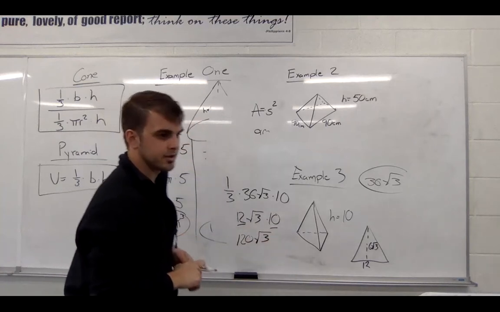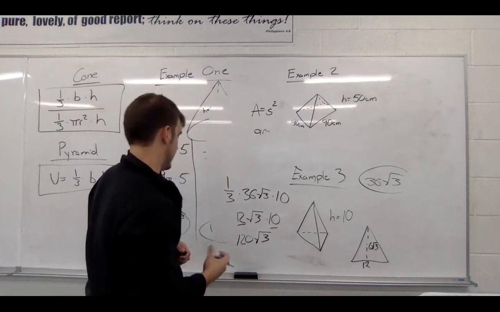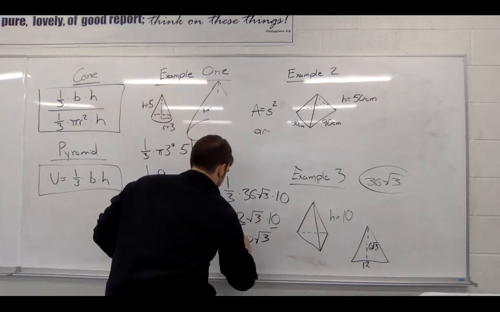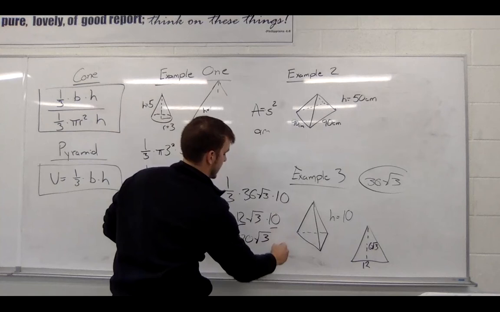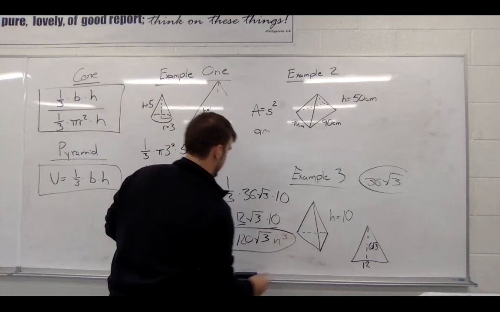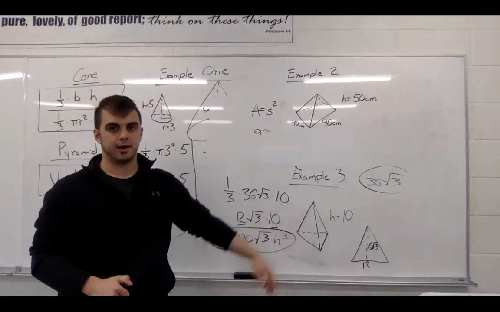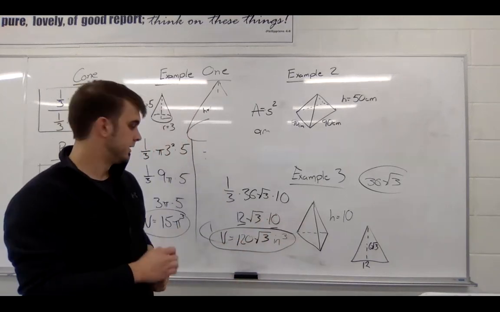And what are the measurements that they give you? I don't think they give you that. So your answer is volume equals 120 times the square root of 3, and whatever their measurement is, it's cubed, say inches cubed, would be the correct answer there. And so that's where it becomes useful. You just leave that radical sign in rather than actually figuring it out.